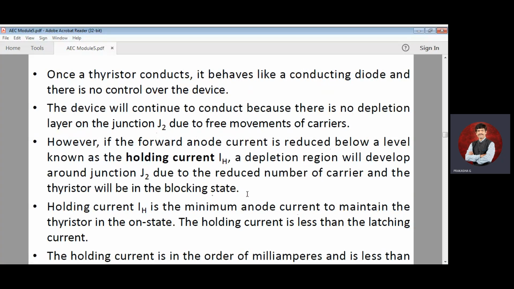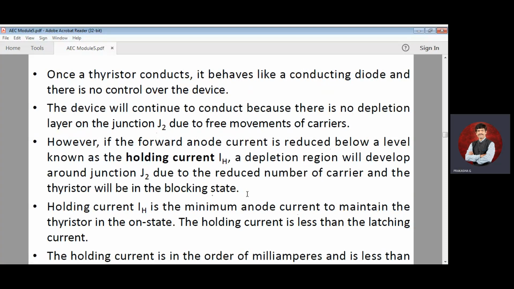What happens is, we keep reducing the current below IL. IL is the minimum current required to keep it in the on state. If you reduce below that, there is one level called IH, that is the holding current. If you reduce below the holding current, it goes to the block state. The thyristor will be in the block state. We have an actual current I, we have IL, we have IH. IL is the minimum current to keep the thyristor in the on state. IH is the holding current. Below that, it goes to the block state.